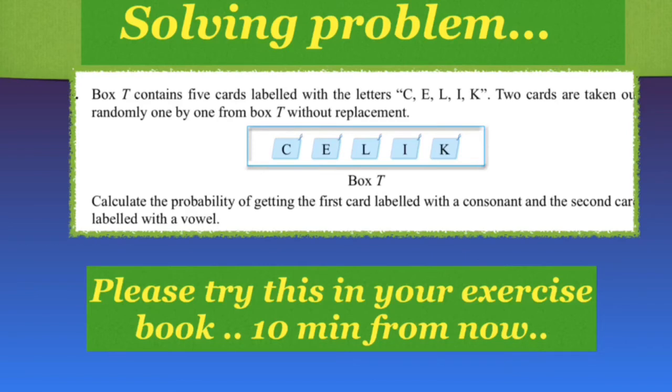Box T contains 5 cards labeled with the letters CELIK. 2 cards are taken out randomly one by one from box T without replacement. Again, this is a dependent case. So we have CELIK. Calculate the probability of getting the first card labeled with a consonant and the second card labeled with a vowel. Okay, please try now. I give you 10 minutes from now.